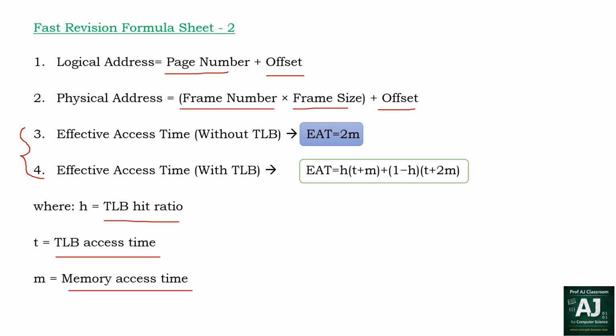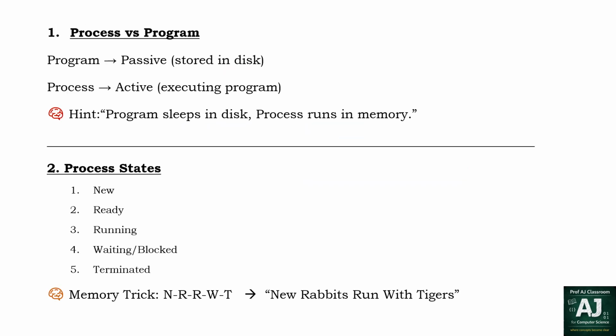Next, we are going to see hints for operating system. First, process versus program. Program is passive, that is stored in disk. Next, process, which is an active, executing program. Next, hint: the program sleeps in disk and the process runs in memory. Next, process states: new, ready, running, waiting or blocked, terminated. That is NRRWT, which we can easily memorize as new rabbits run with tigers.